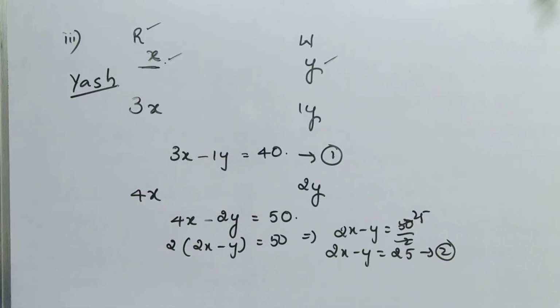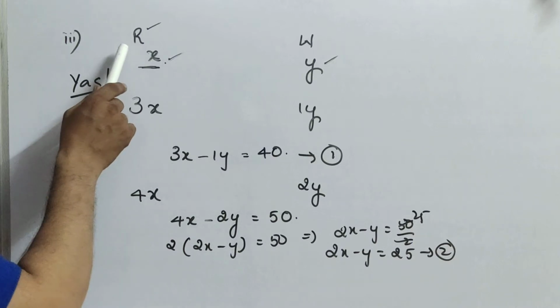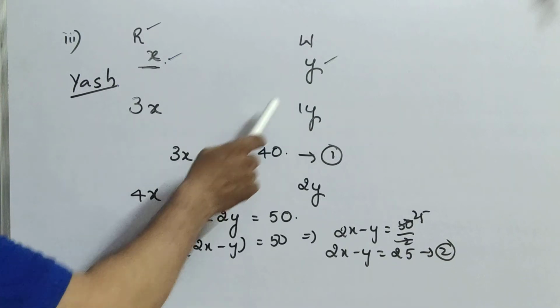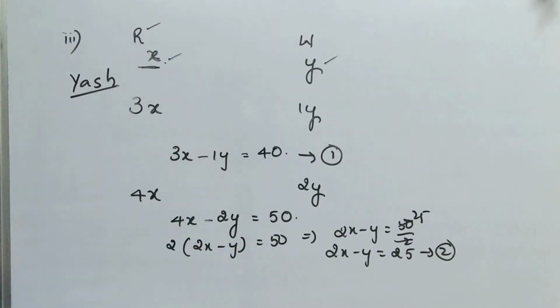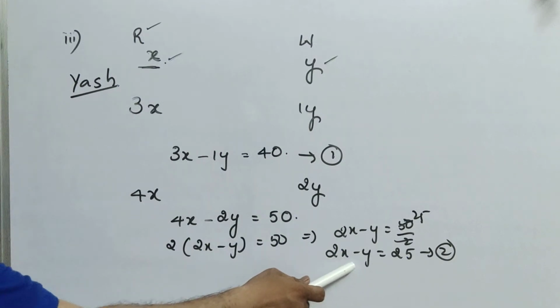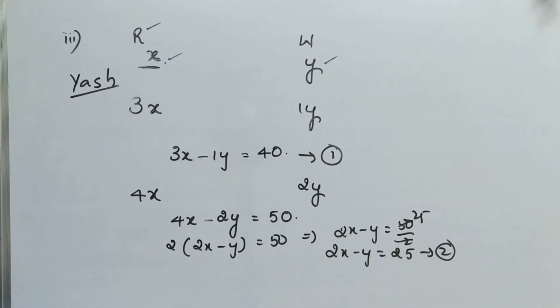Next statement, next condition. 4 marks had been awarded for the correct answer, so 4x, and 2y for wrong answers. So 4x minus 2y equals 50. So the simplified statement is 2x minus y equals 25. That is the equation. So first equation and second equation. Solve for x and y.